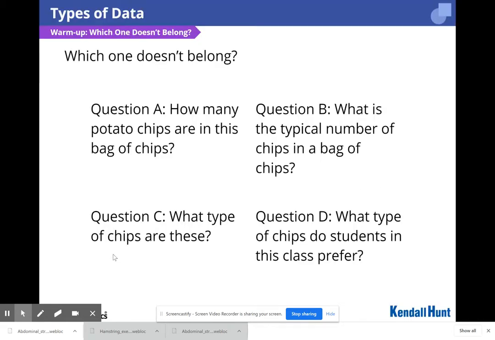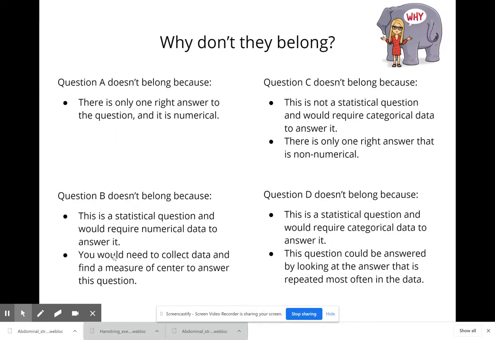All right, and the last one, D, doesn't fit in with the others. So it says, what type of chips do students in this class prefer? So we're talking about a specific class. So it is a statistical question because we're going to collect data to answer it. Because we have to ask every person in the classroom, what type of chips do you like? Okay, so it is categorical because they're going to respond with a word, an answer that is a word. All right.